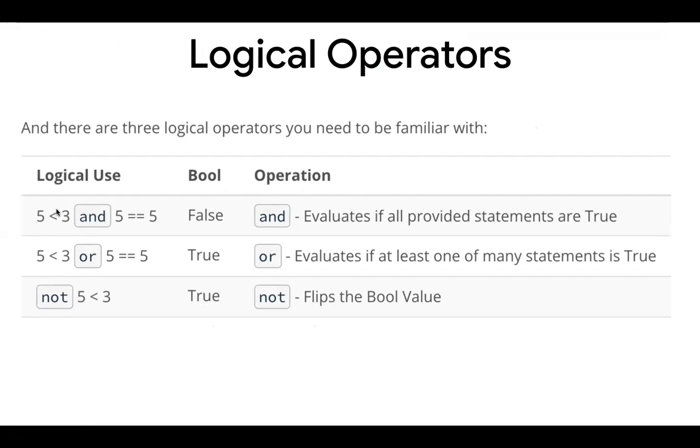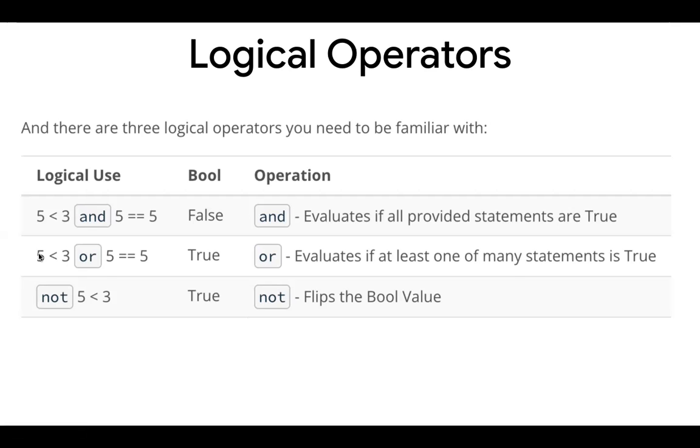So 5 less than 3 and 5 equal to 5. The first is false. The second is true. False and true is going to be always false. Yes, because it evaluates all provided statements and they all should be true exclusively, right? So we cannot have any false statement here.